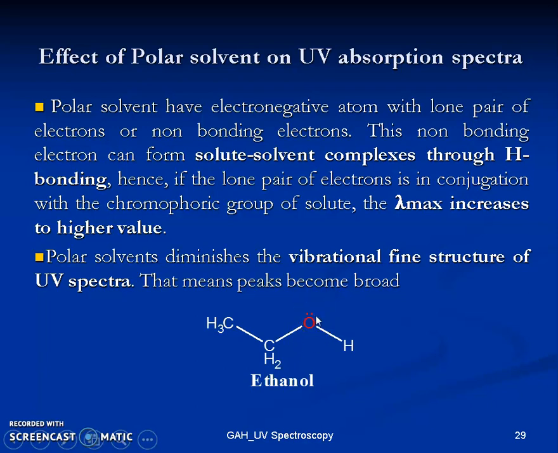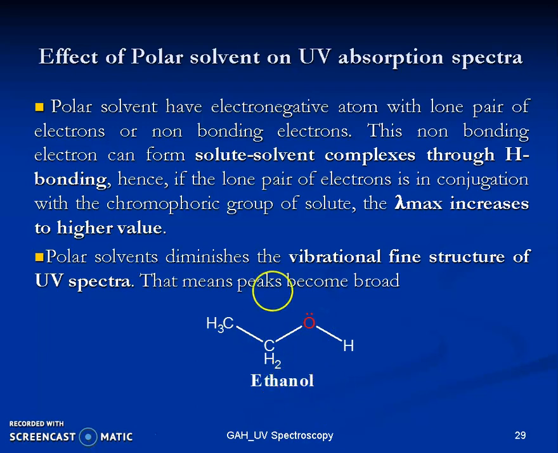Hence, the lone pair of electrons are involved in the conjugation with the chromophoric group that is present in the solute. Therefore, once the hydrogen bonding has formed, there is an increase in the absorption maxima or lambda max, thus shifting the absorption maxima towards the higher value. So basically, this was an example which we discussed for bathochromic shift.